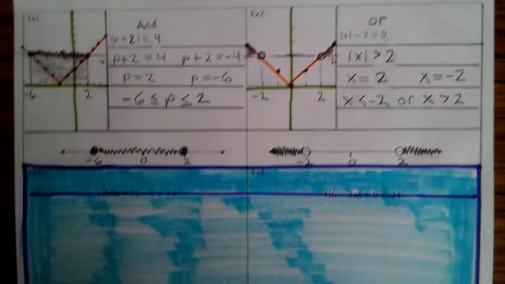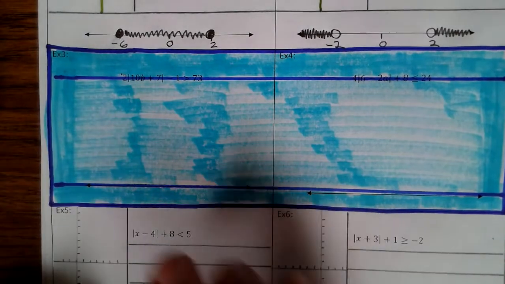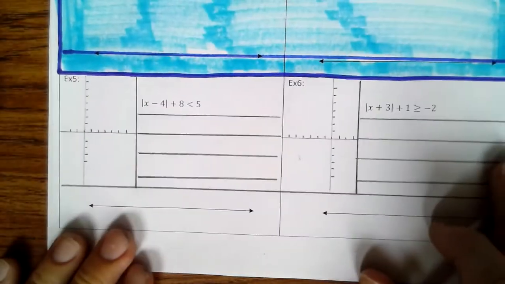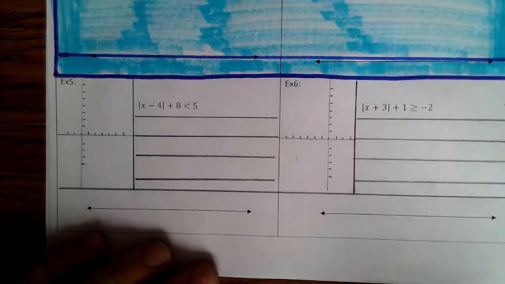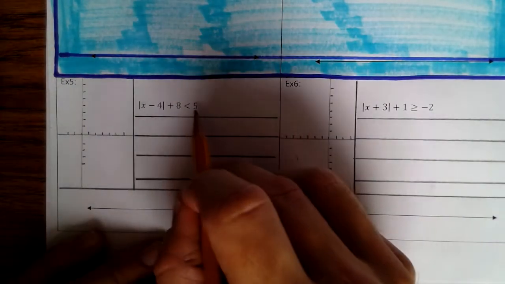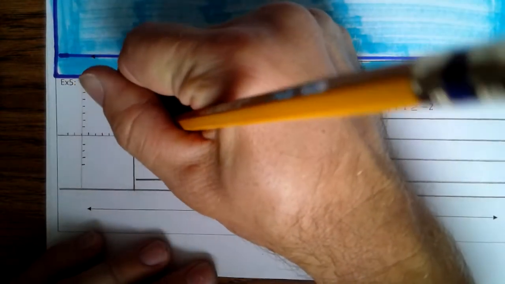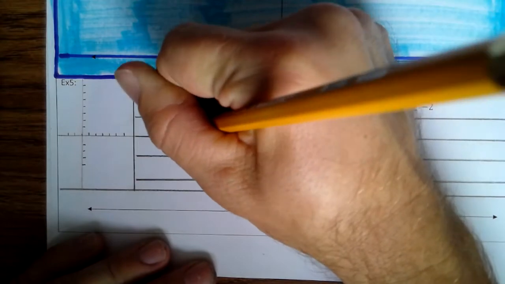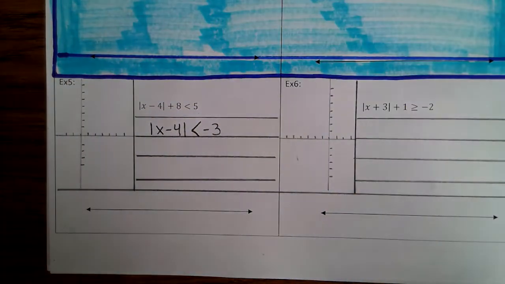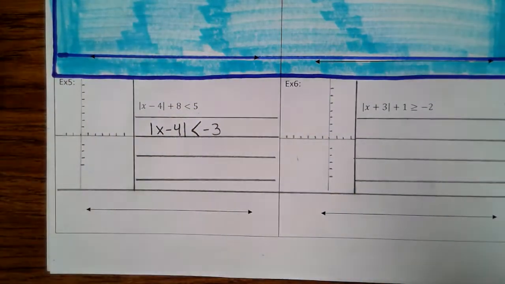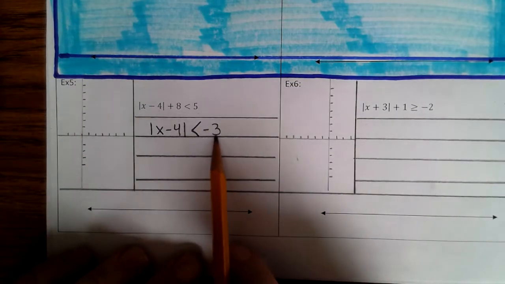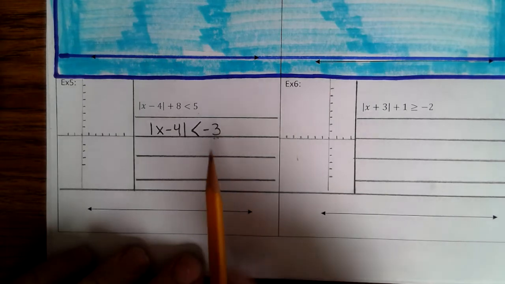All right, now let's go ahead and omit example 3 and 4, and let's look at example 5. Okay. Now our first step is isolate the absolute value. So we're going to subtract a from both sides. So we get the absolute value of x minus 4 less than negative 3. Okay, so now whenever you have a negative number on the right side of the absolute value, you want to sketch the graph before you apply the definition.